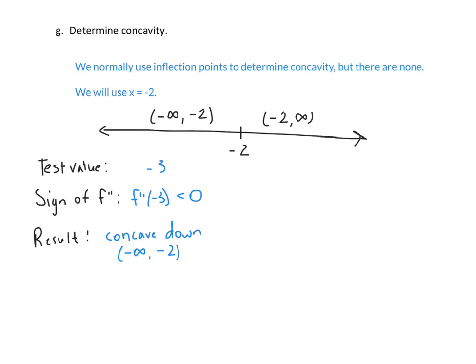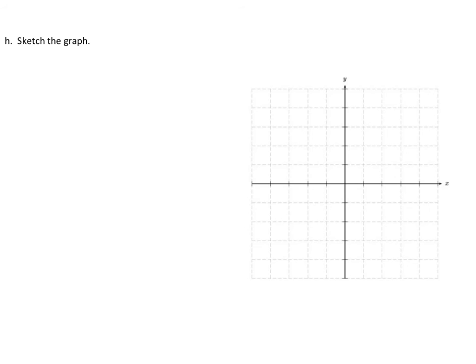Next, if we choose a test value out of the interval negative 2 to infinity, for example 0, plugging 0 into the second derivative we get a positive value. Since the second derivative is positive, this tells us that we are concave up on the interval negative 2 to infinity. So now we're going to use all the information that we've gathered from steps A through G to sketch the graph of this function. You may have to flip back through to see the results that we gathered in all of these steps.